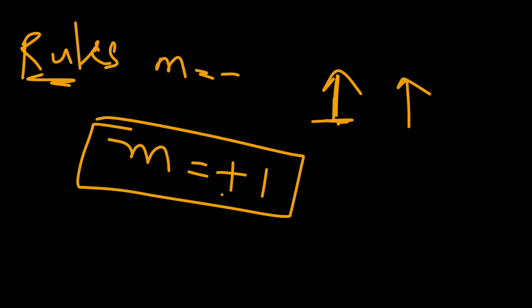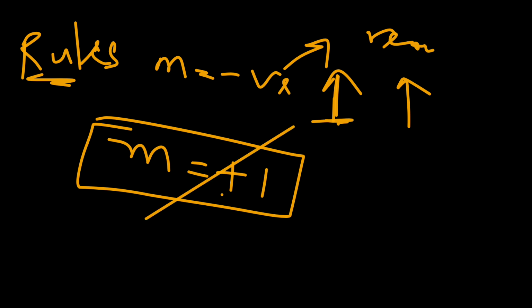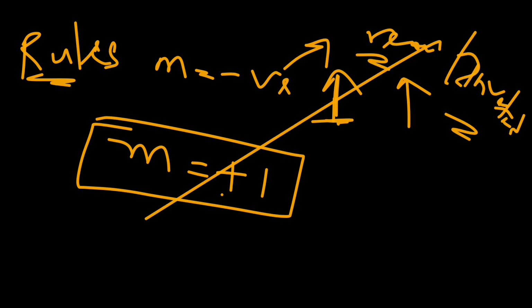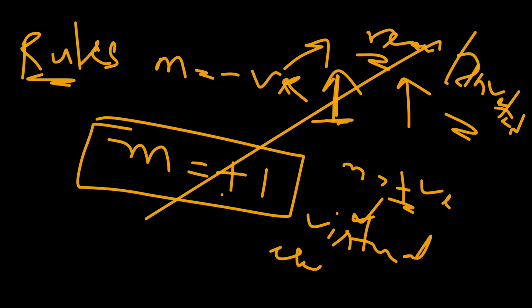If m is negative, the image formed is real and inverted. Remember this, because in many 1 mark questions they ask: if m is negative, what type of image is formed? It forms a real and inverted image. If m is positive, it forms a virtual and erect image.